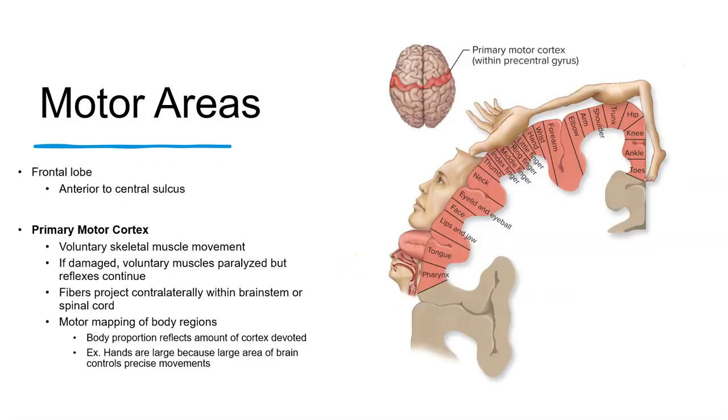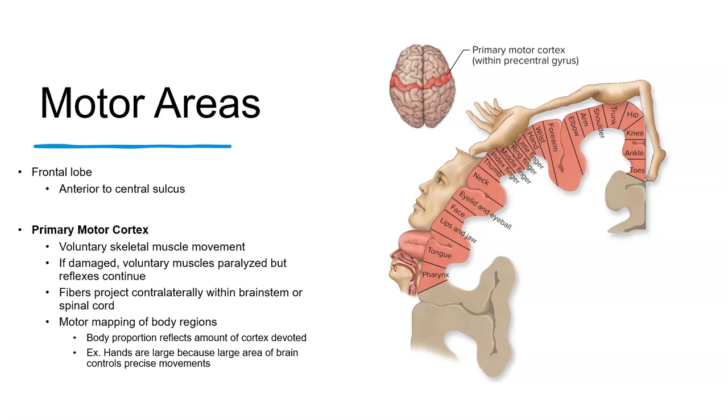The areas of the cortex that control motor functions are within the frontal lobe. We'll begin by looking at the primary motor cortex, which is also called the somatic motor area. It's located within a structure called the precentral gyrus of the frontal lobe. The neurons in that area control your voluntary skeletal movement, like when you contract your biceps, or you write notes on your paper, or you walk.